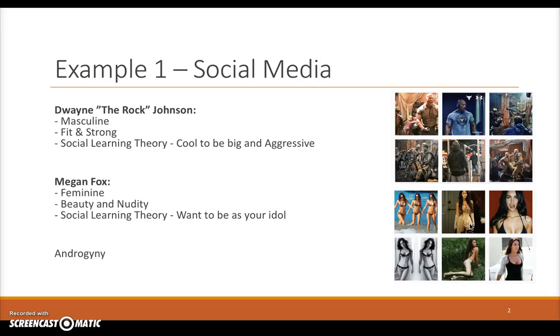And the other one is Megan Fox. If you look at her Instagram, she seems very feminine. She also posts a lot of pictures of beauty and also some pictures where she's almost nude. So if you once again apply the social learning theory and assume that many of the girls who follow her want to be like her and want to be as beautiful, and so therefore they start working out because they want to get thinner, use more makeup to get prettier, and start wearing less clothes as she does to get more attention.